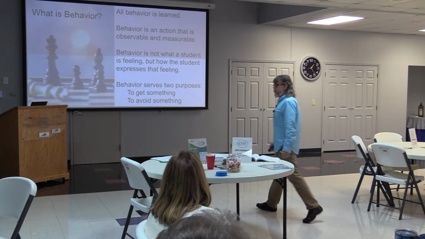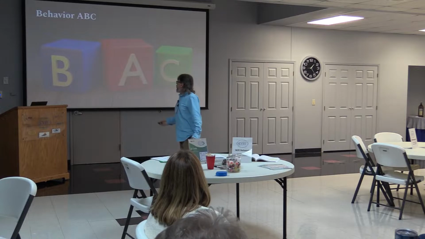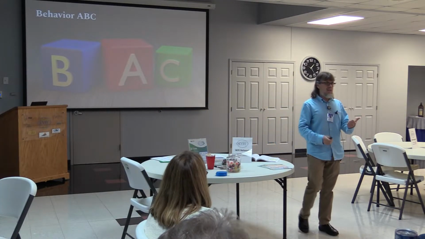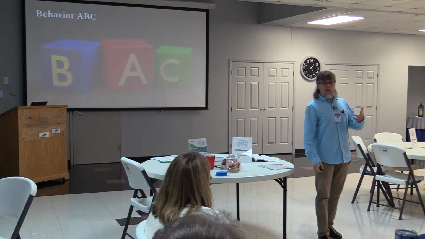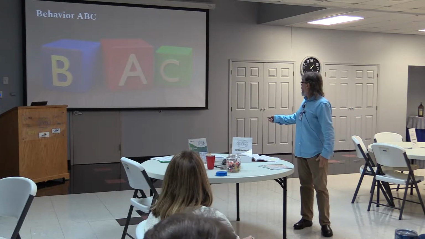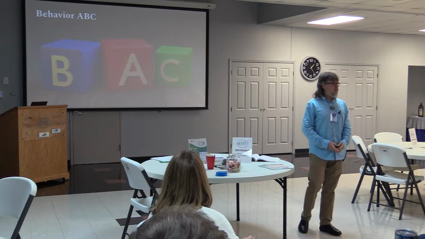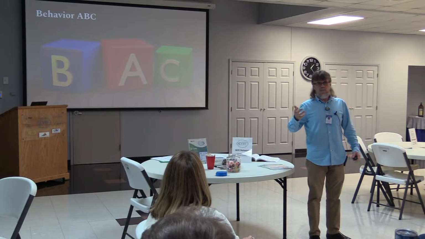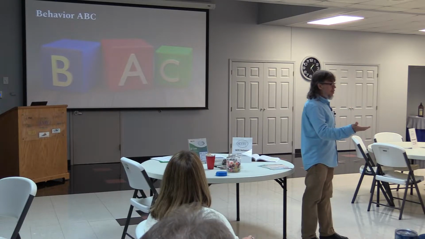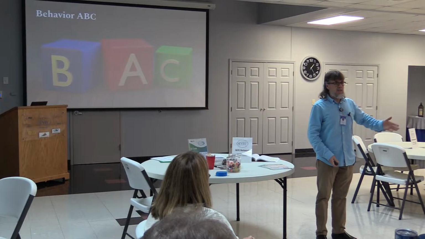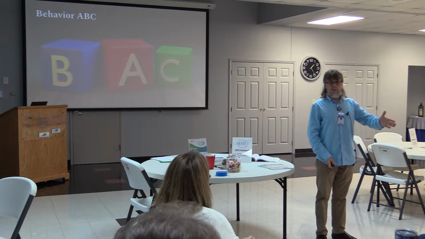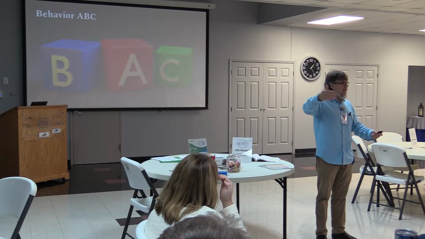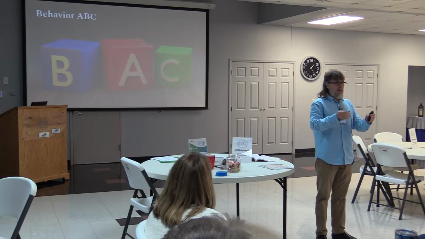Behavior ABC. When we're looking at ABCs, we're looking at antecedent, we're looking at behavior, and we're looking at consequence. And a lot of times when we look at a behavior, what's the first thing that we notice in this ABC, antecedent, behavior, and consequence? The behavior. We don't think about the antecedent, which is what happens immediately before that behavior. And we don't think about the consequence, which happens immediately after the behavior. All we think about is this behavior.